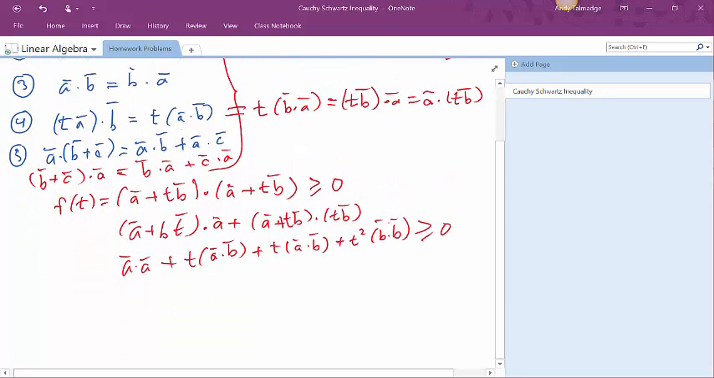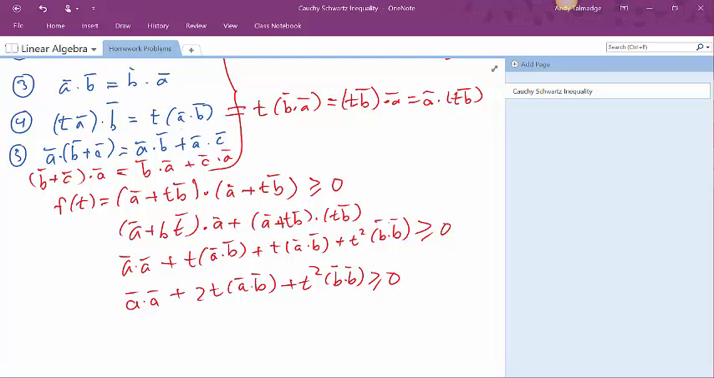So I'm going to combine these two middle terms, and I get a dot a plus 2t a dot b plus t squared b dot b must be greater than or equal to 0. And now this has to be true for every possible value of t, so I'm going to substitute t equals minus a dot b over b dot b.